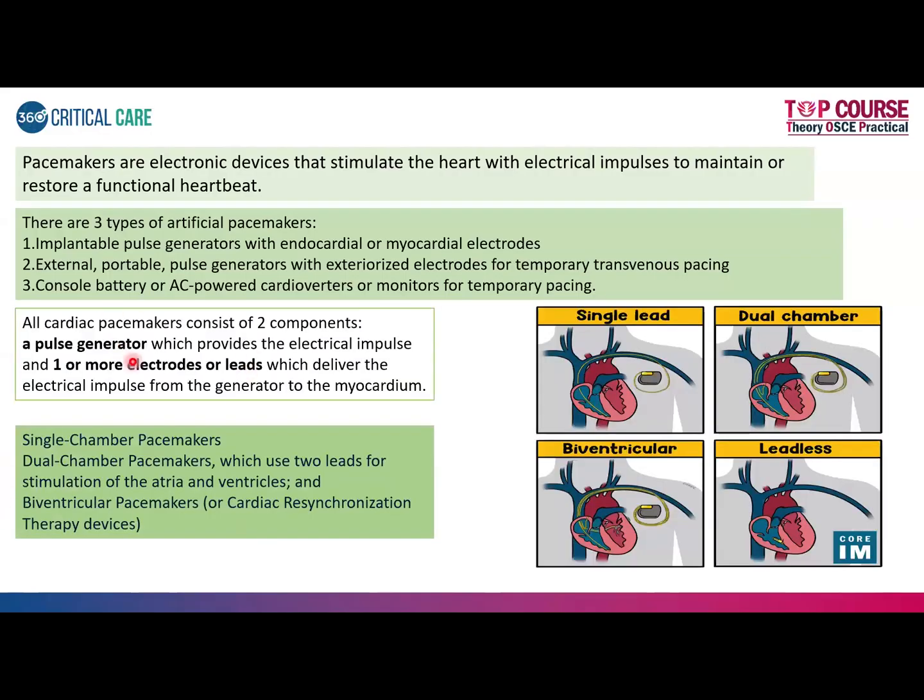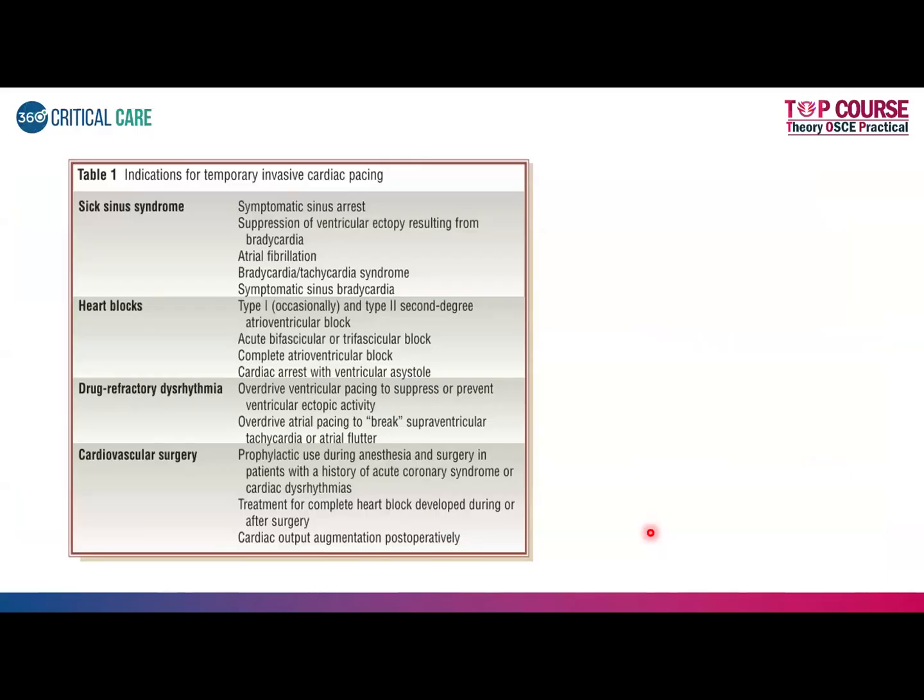Now, all the pacemakers consist of two components. One is a pulse generator, and the other is the electrode or the leads, which can deliver the electrical impulse to the myocardium. It can be single chamber, for example, we have one which is in the ventricle. Then we can have the dual chamber, which uses two leads to stimulate one the atrium and the other the ventricle. We can have a biventricular one, for example, the two leads, one in each of the ventricles, and even leadless pacemakers are nowadays available, and these biventricular pacemakers are the cardiac resynchronization therapy devices.